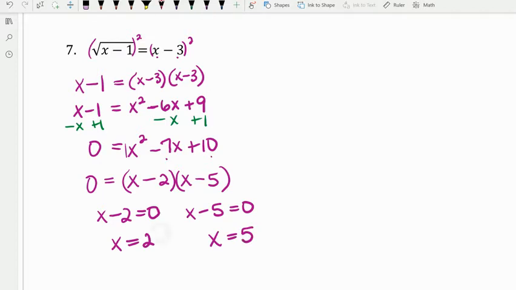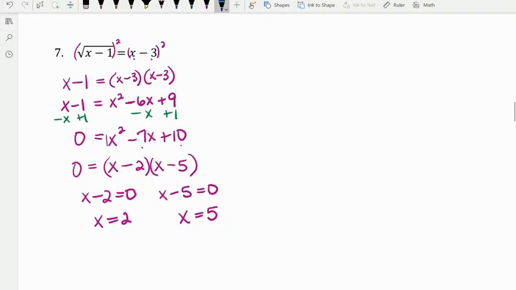Then once I get my two answers, I've got to check both of these. So I'll start with the 2. So first I'm going to check, oops, if I spelled check right.